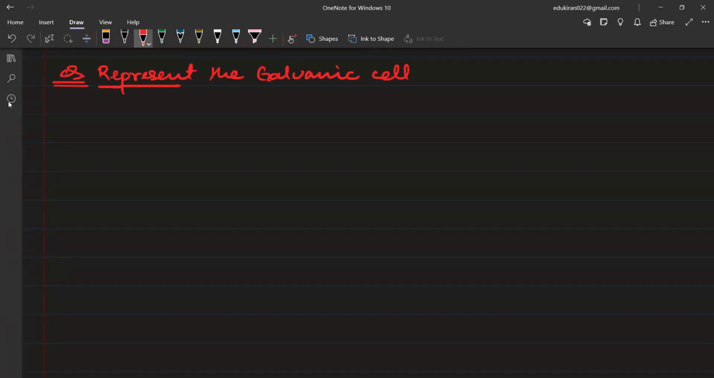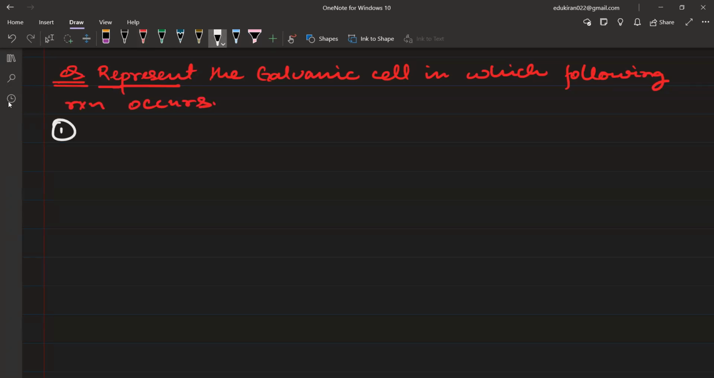You should remember how to do the representation, ABC. Represent the galvanic cell in which the following reaction occurs. So for example, the first one I'm taking is the simple case: zinc neutral plus copper 2 positive is getting converted to zinc 2 positive and copper.